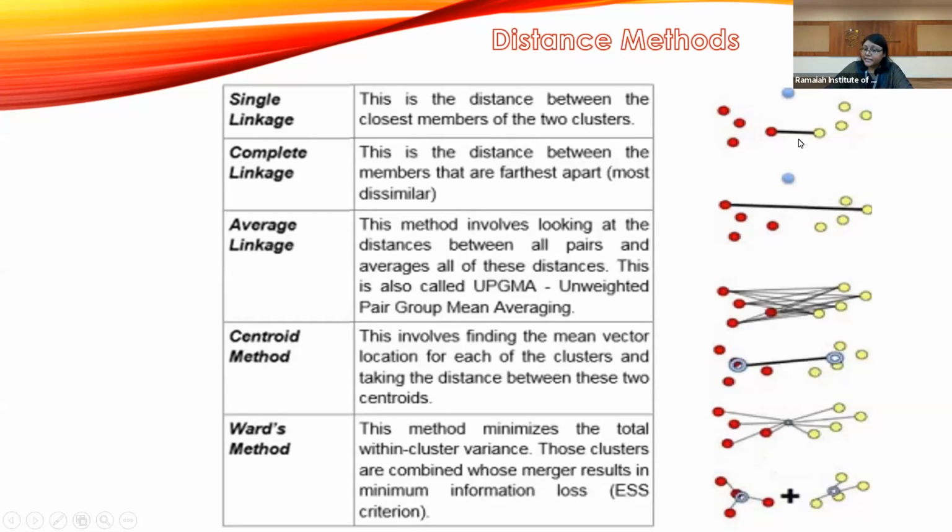If you want to calculate the distance between the red cluster and the yellow cluster, there are different methods you can use. The first thing is you find the closest object in both the clusters. In this case, this is the closest, and in the yellow case, this is the closest. Now when you connect both these, this is the distance measured by the single linkage method.